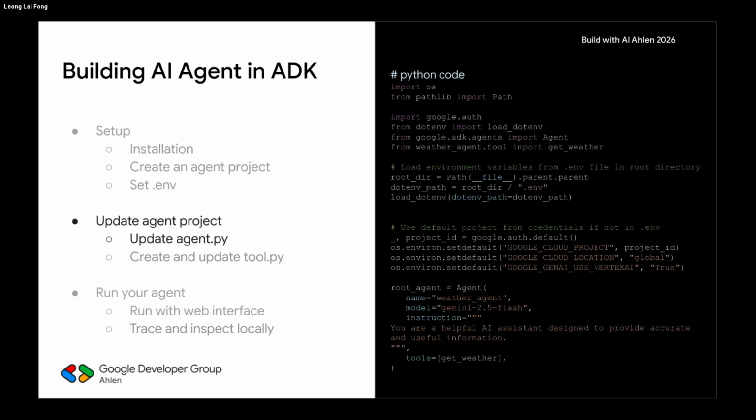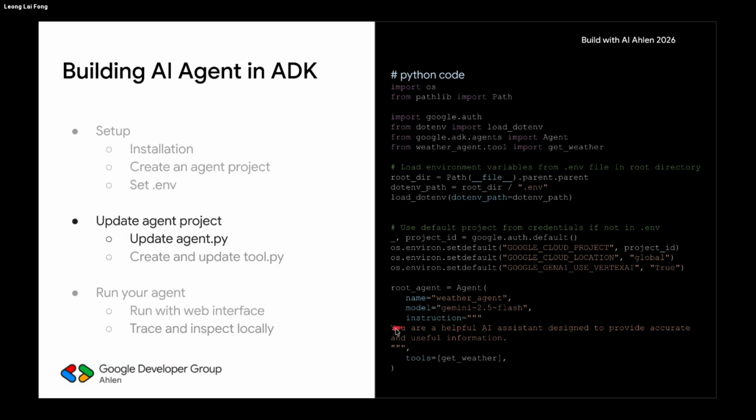Then let's take a look at the fundamentals of the agent.py file. This is how you can easily build a simple, basic AI agent using ADK. In the root agent, you just declare an agent and give it a name. My agent name is weather_agent, and I will be connecting to the Gemini 2.5 Flash model.